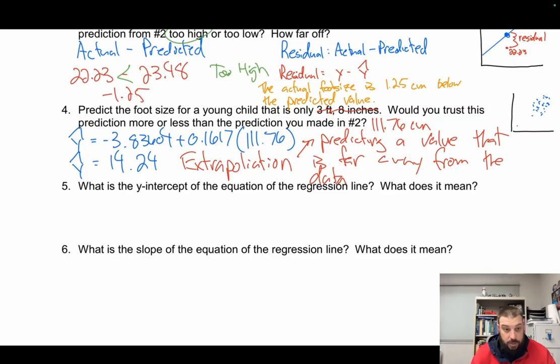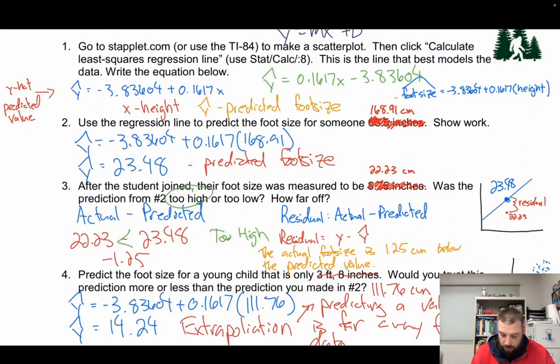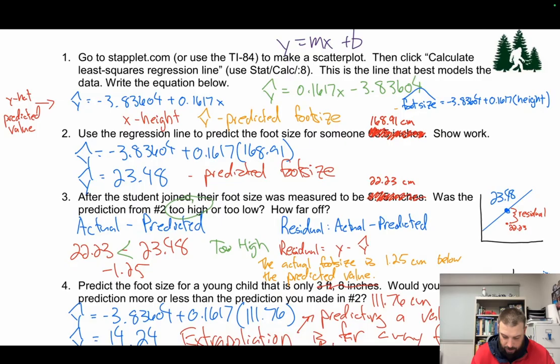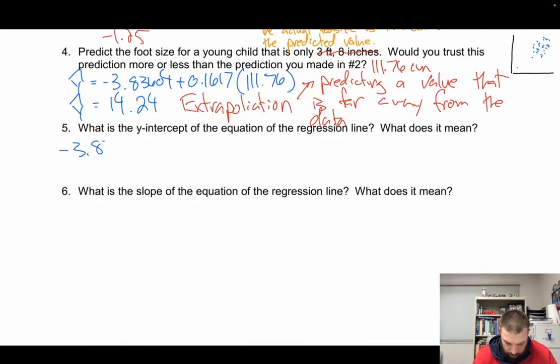All right, let's wrap these up. Like I said, coming back, what is the y-intercept of the regression? So remember that y equals mx plus b. So then that y-intercept is that b value. So that's that right there. So negative 3.83604 is the y-intercept. And our x value during this is always 0 when we have a y-intercept. This is where, if we draw a line all the way out, it crosses the y-axis.